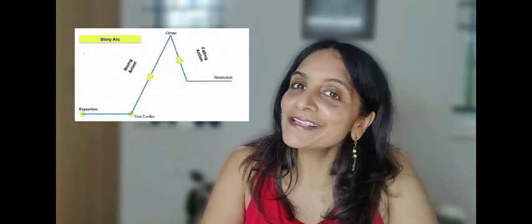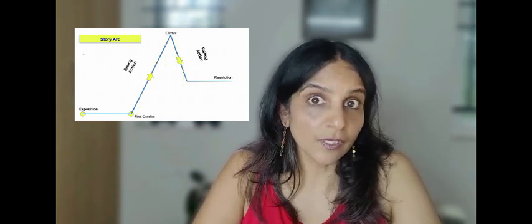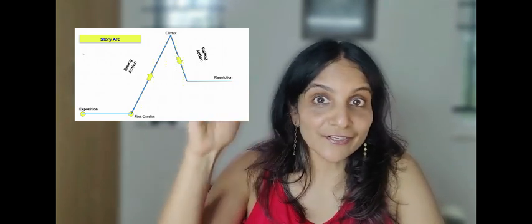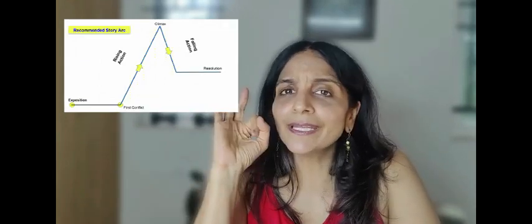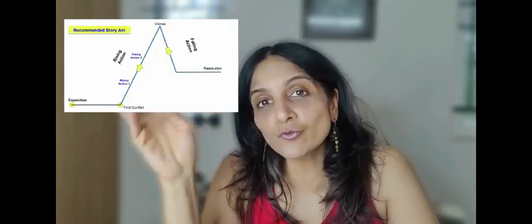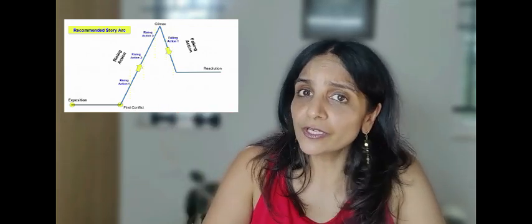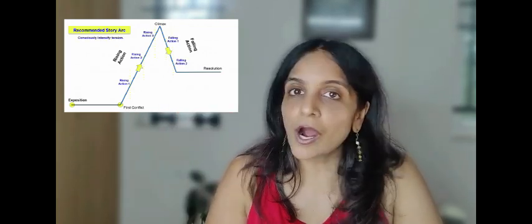The Freytag pyramid has 6 components: exposition, first conflict, rising action, climax, falling action, and resolution. Now, I'm recommending 3 rising actions and 2 falling actions. The logic is that students always know how to begin their story. They're also very clear, they figure out how to end the story. But the middle is shaky ground.